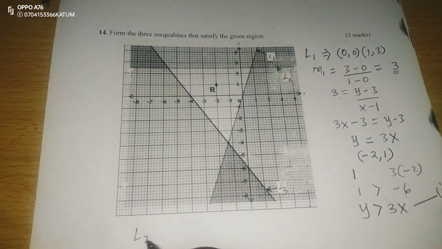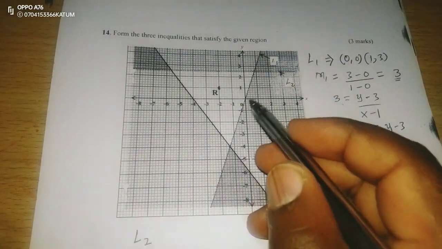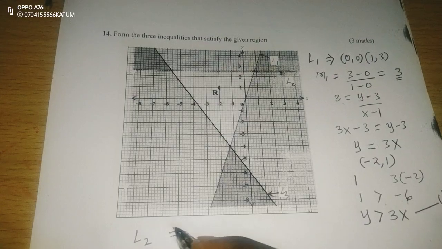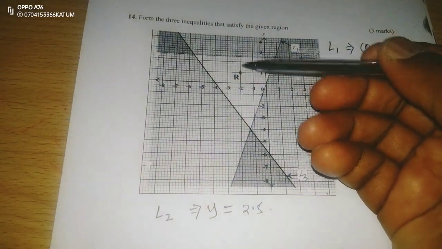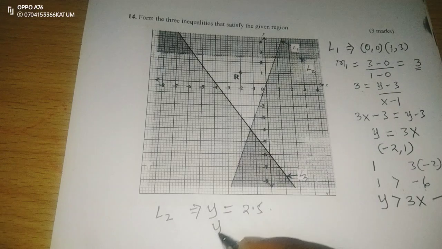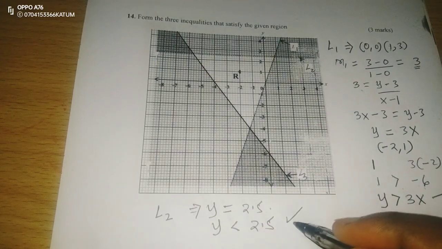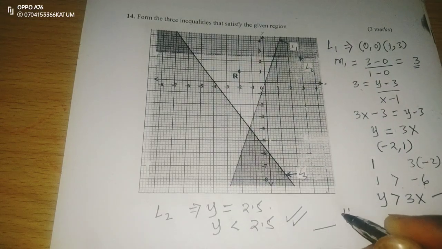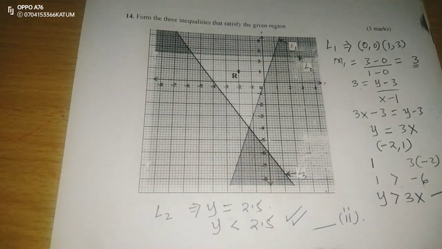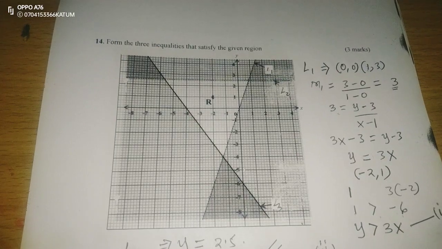Now for L2, it's just a horizontal line passing through 2.5 on the y-axis. So the line will be y equals 2.5. That is the line. But now we need the points which are below that. That means we need y less than 2.5. This is the second borderline. There is the third one, which is here, L3. That is what we're going to work out now.